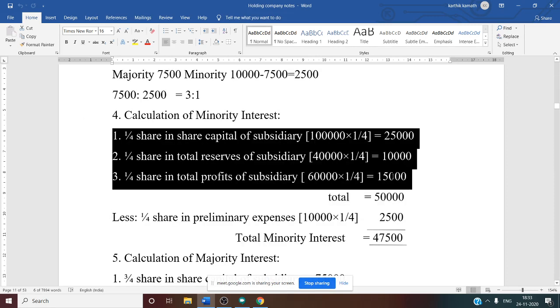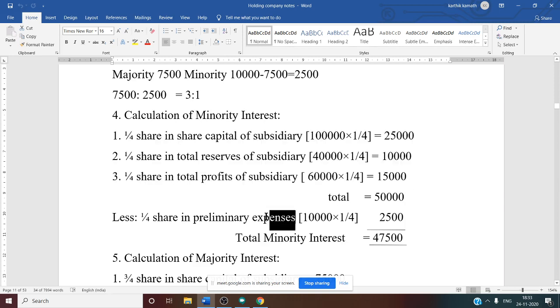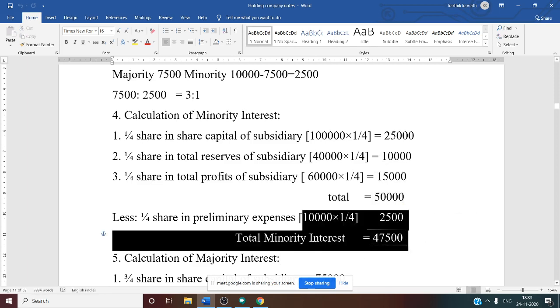All these three are income. Shareholders fund. This is an expense. That is why we have to deduct. So 50,000 minus 2,500 if you do, you will get total minority interest as 47,500.